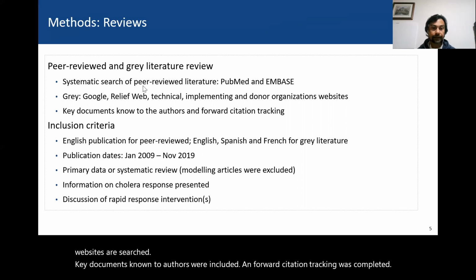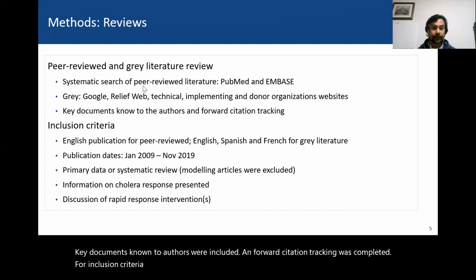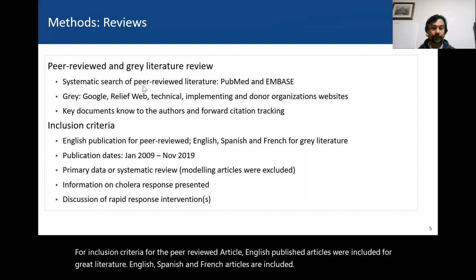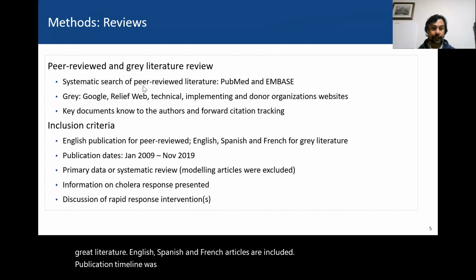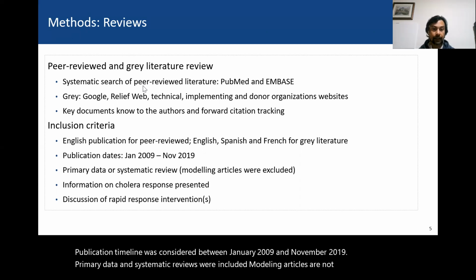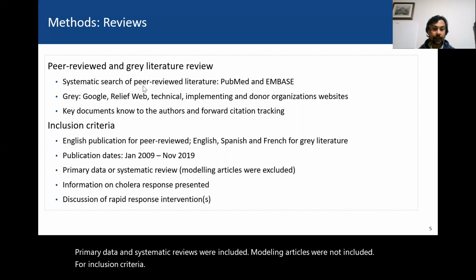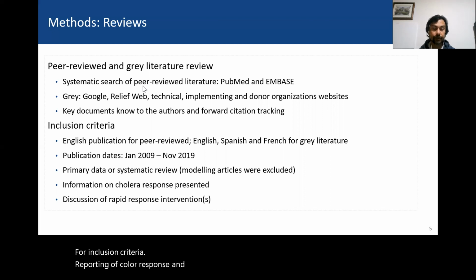For inclusion criteria, for the peer-reviewed articles, English published articles were included. For grey literature, English, Spanish, and French articles were included. The publication timeline was between January 2009 and November 2019. Primary data and systematic reviews were included. Modeling articles were not included. Reports of cholera response and rapid response mechanisms were also included.